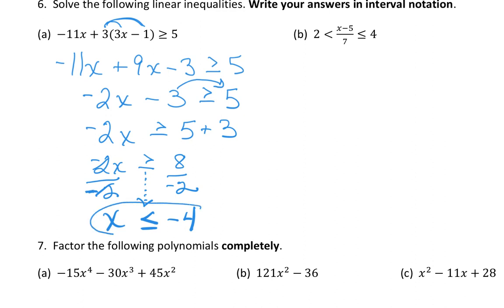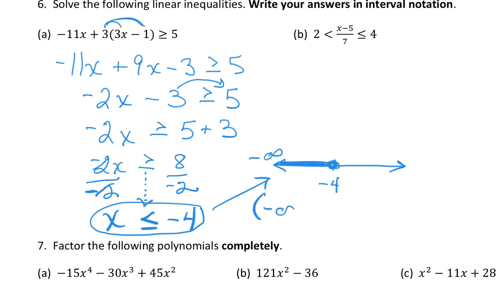Okay, this is my answer, but we have to write it in interval notation. So this is what it would look like. All right. Here's -4. X is everything less than or equal to. Okay, so here's my solution. So that goes from -infinity to -4. Because it was equal to or closed dot, that's like putting a bracket. This is how you would type in your answer.